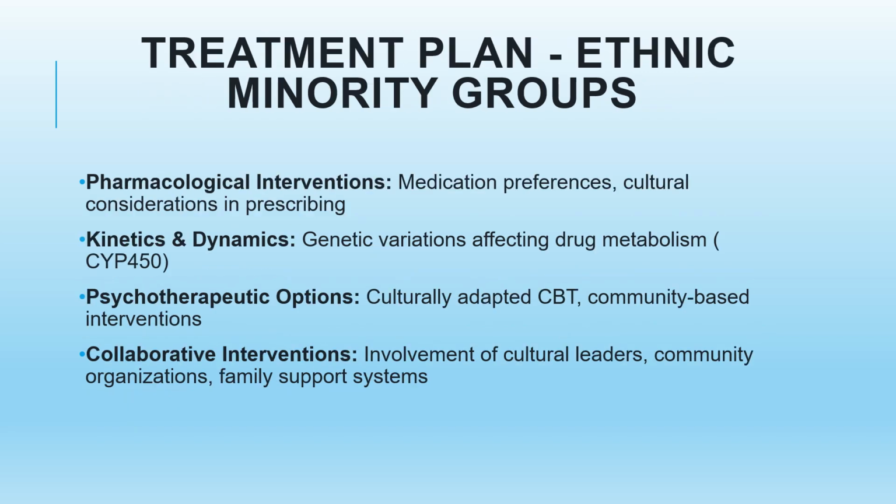And treatment plans include pharmacological interventions, medication preferences, cultural considerations, and prescribing. Kinetics and dynamics, you have to consider genetic variations such as the CYP450 gene, which is often common in a lot of patients, and you have to make sure that that isn't present. So that's why it's important, like I said, to do some lab work a lot of times before any type of prescribing is done at all with any patients because it does affect the metabolism of medication depending on what genes they have present. Psychotherapeutic options include culturally adapted cognitive behavioral therapy and community-based interventions.